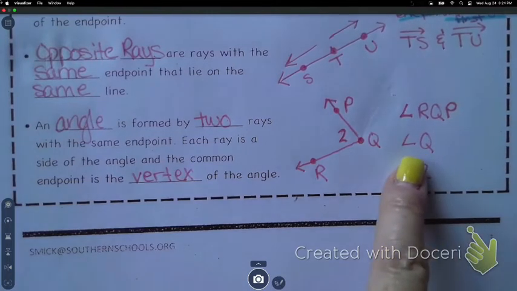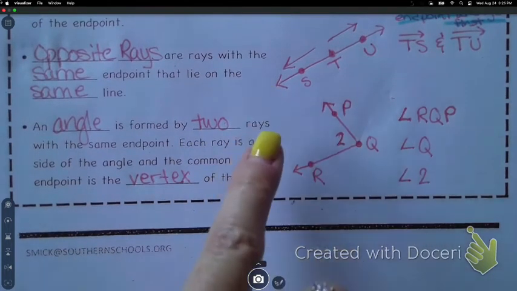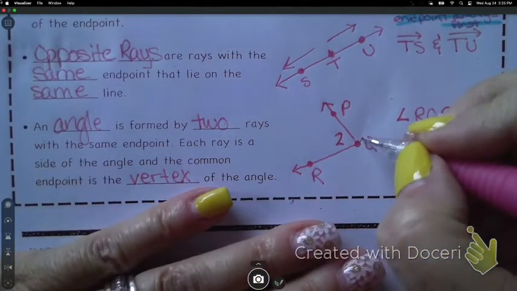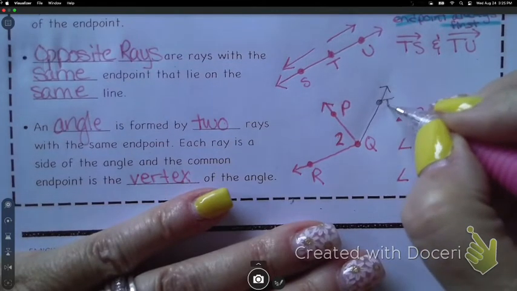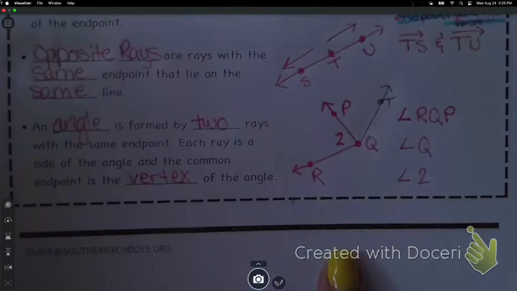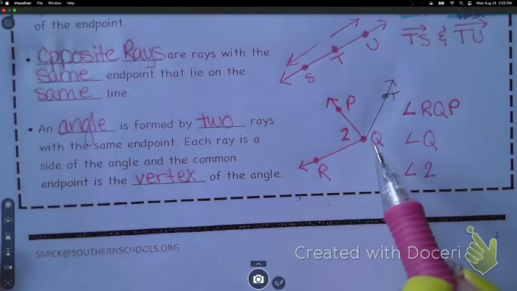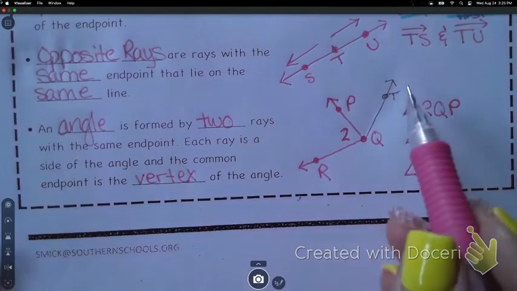Or I could name it angle Q. Or I could name it angle 2. Where'd the 2 come from? It's just written, right? Now, I could not call this angle Q if I drew another ray off of this, because when this extra ray isn't there, Q is just in this angle, isn't it? It's just in that angle. But now Q is in how many angles? 3. 1, 2, and the whole one, which is 3.